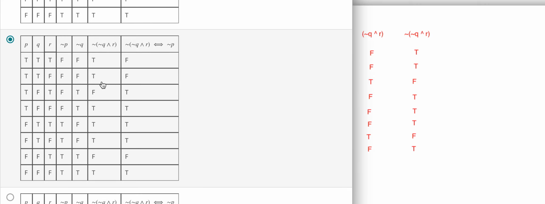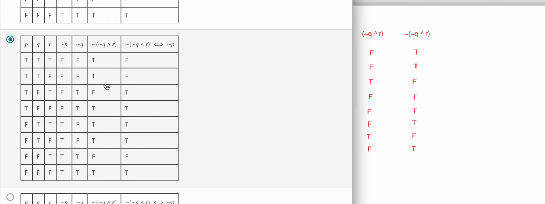Let's check out this one. The left side of the statement is true. The right side of the statement is false. So that's false. That's good. We're on the right track there. The left side of the statement is true. The right side of the statement is false. So that should be false, okay? Because it's biconditional. They're both supposed to hold.